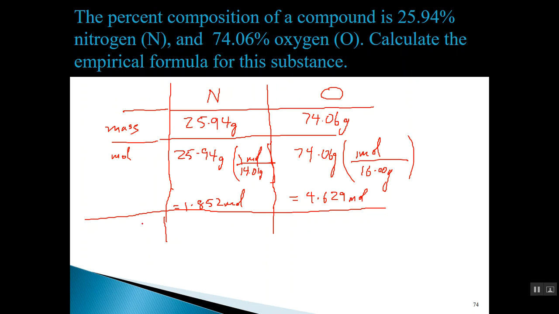All right. And again, as in the previous example, when we get to that stage, we divide each of these values by the lower of these two. So in this case, we divide both of them by 1.852 moles. Obviously, this will give you 1. This will give you 4.629 moles divided by 1.852 moles. So let me do that here. 4.629 divided by 1.852.